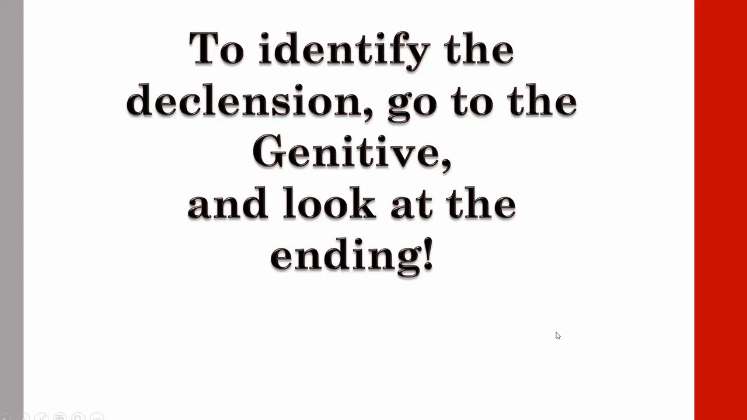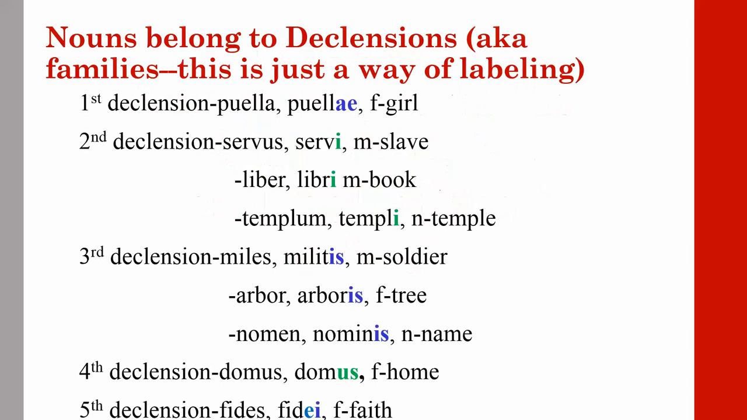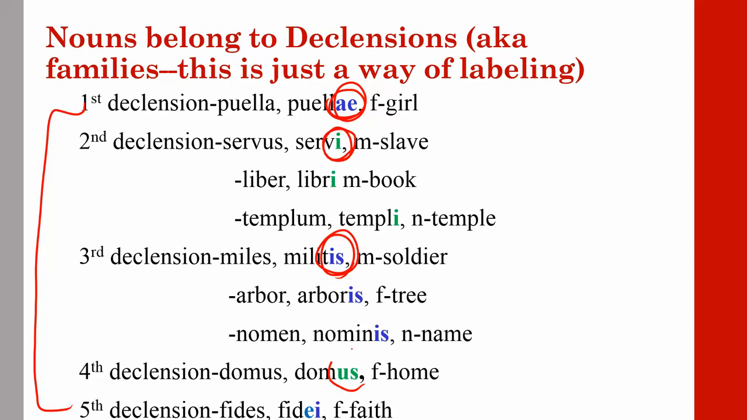To find out what declension or family a noun is part of, all we have to do is look at the genitive. That's it. So easy. So let's look at it. There are 5 families. There's first declension, second, third, fourth, and fifth. Real original names, I know. All first declension nouns have an AE in the genitive. All second declension nouns have an I in the genitive. All third declension nouns have an IS in the genitive. All fourth declension nouns have a US in the genitive. And all fifth declension nouns have an EI in the genitive. All right, that's it for nouns, guys.